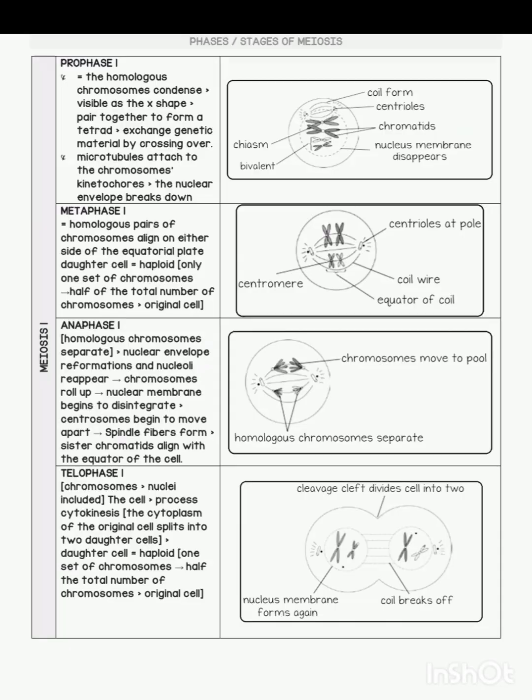In the next step, meiosis is broken down into 2 stages of cell division, called meiosis 1 and meiosis 2. Meiosis 1 has 4 phases: prophase 1, metaphase 1, anaphase 1, and telophase 1. And meiosis 2 also has 4 phases: prophase 2, metaphase 2, anaphase 2, and telophase 2. Let's look at what happens during meiosis 1.